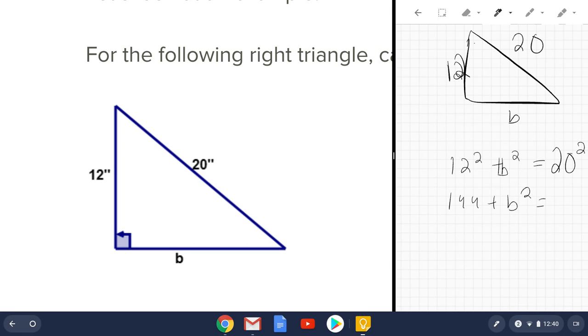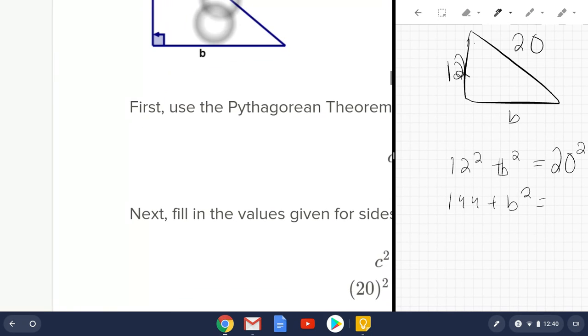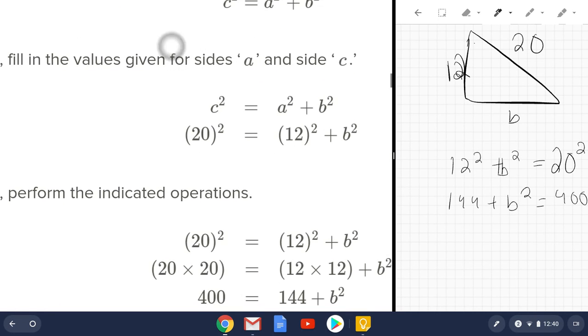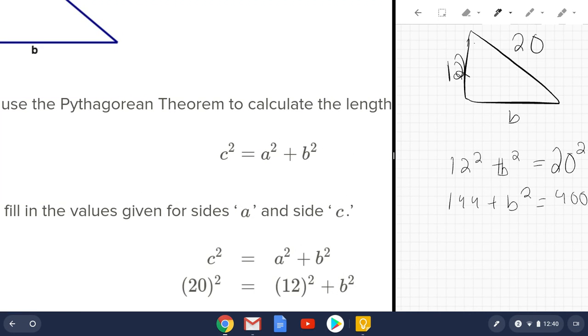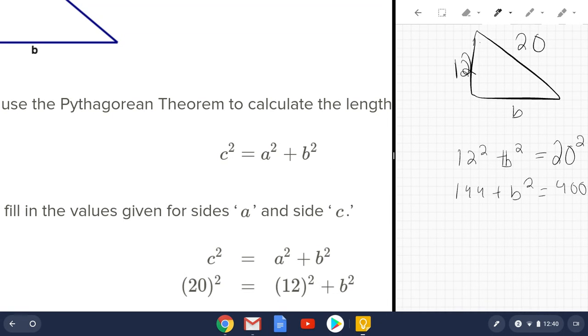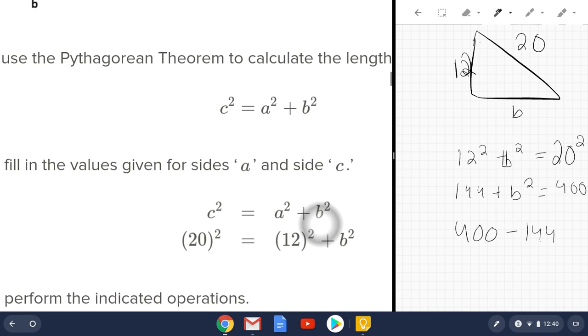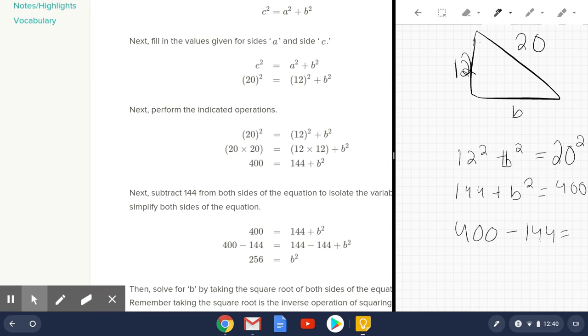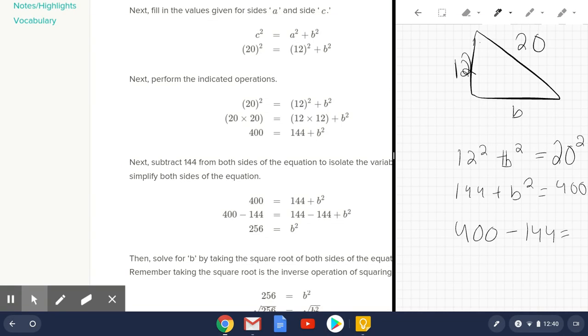We know that it is 400, right? So what is the difference between 400 and 144? Because something plus 144 has to equal 400, right? That would be B squared. So 400 minus 144 is equal to 256. So B would be the square root of 256.